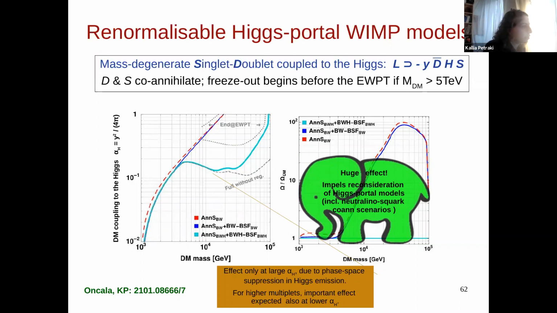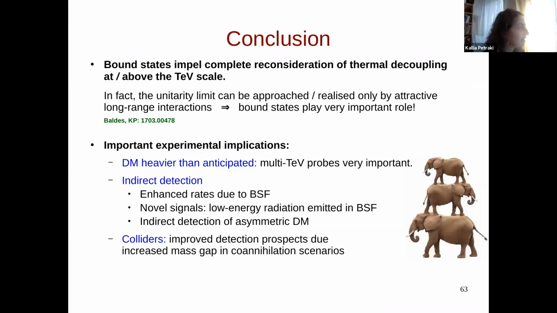Okay, and with this, I will just finish by saying that in general, both due to unitarity arguments and by explicit calculations, we see that in the multi-TeV regime, bound states become very important for thermal-relic dark matter, but also for scenarios beyond the thermal-relic scenario. And they have very important implications. It means that dark matter can be heavier than previously anticipated. This gives motivation for the experimental probes of dark matter, and also, of course, for building a 100-TeV collider. And yeah, I guess that's it. Thank you.